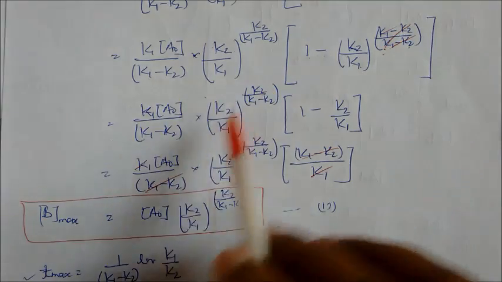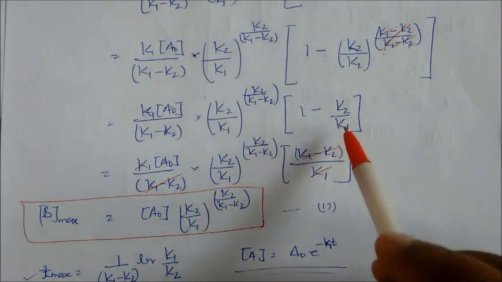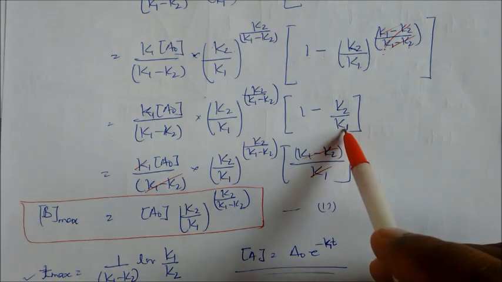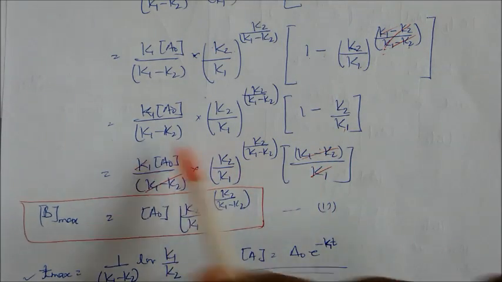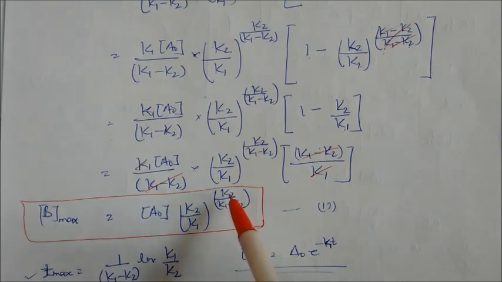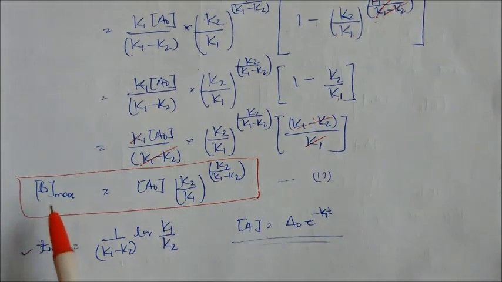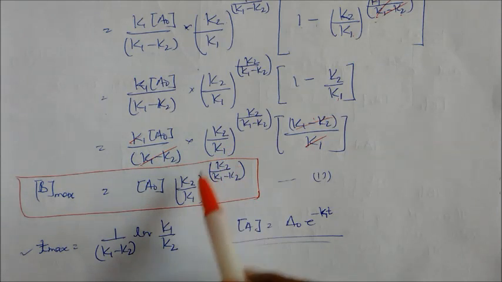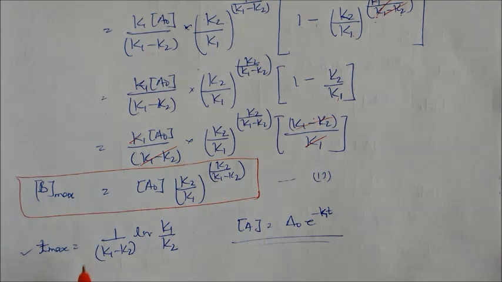This remains the same, just write it as it is. So if you see carefully, this becomes k1 minus k2 by k1. So this value is equal, and this value is equal, so these will cancel each other. On cancelling, what do you get finally? The concentration of b maximum is equal to a naught into k2 by k1 to the power k2 divided by k1 minus k2 minus 1. This is the maximum value of b.